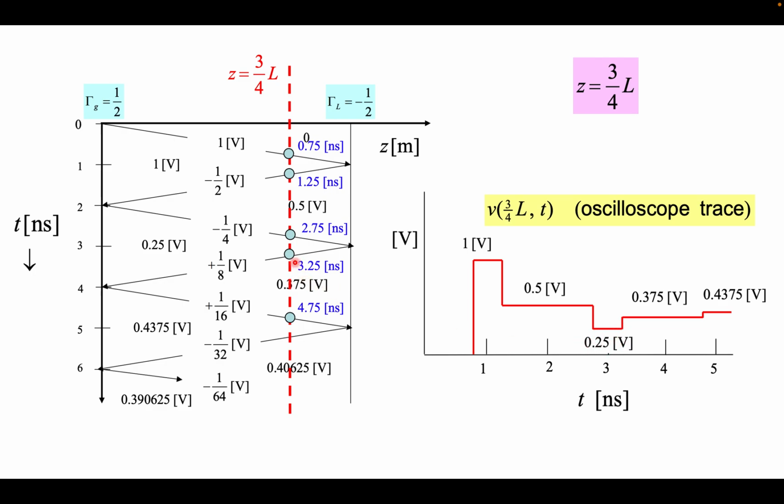And again from 3.25 to 4.75 nanosecond, the voltage is 0.375 volt. Okay, so here you can see it's 0.375 volt. And from 4.75 nanosecond, you can add just 0.5 to it, so it will be 5.25 nanosecond, and the voltage will be 0.4375. Okay, and you can go and take it to infinity like whatever you want.